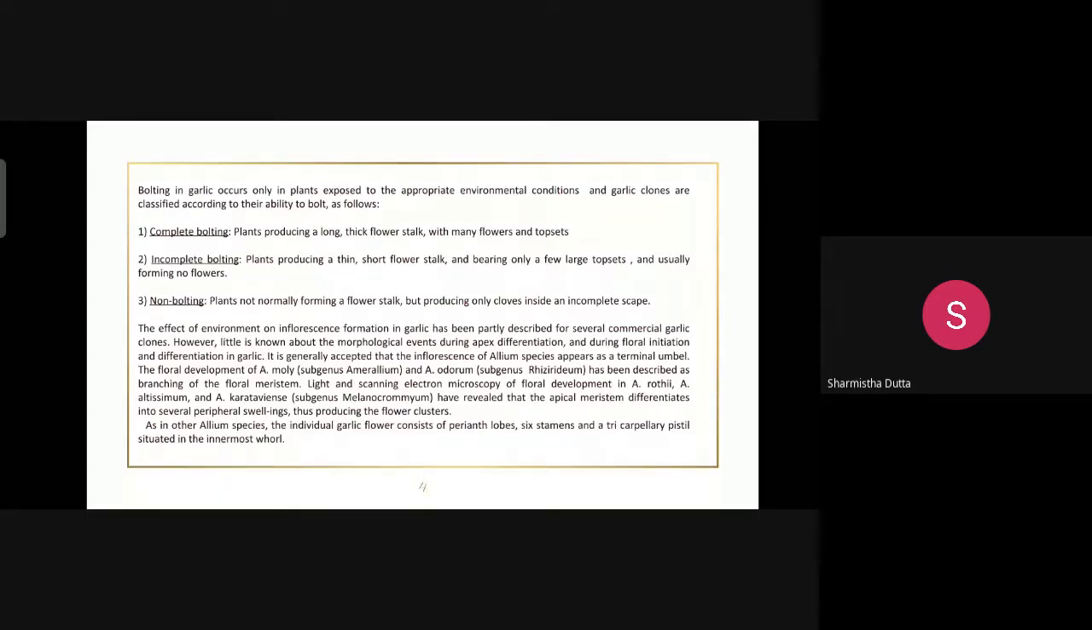It is generally accepted that the inflorescence of Allium species appears as a terminal umbel. The floral development of Allium moly, subgenus Allium, and Allium odorum, subgenus Rhizirideum, has been described as branching of the floral meristem. Light and scanning electron microscopy of floral development in Allium rothii, Allium altissimum, and Allium karataviense, subgenus Melanocrommyum, have revealed that the apical meristem differentiates into several peripheral swellings, thus producing flower clusters. In other species of Allium, the individual flower consists of perianth lobes, 6 stamens, and tricarpellary pistils situated in the innermost whorl.